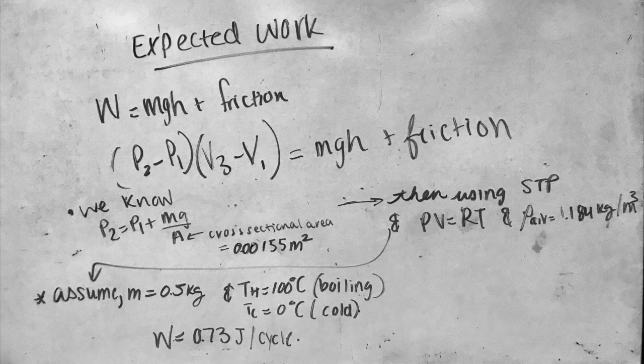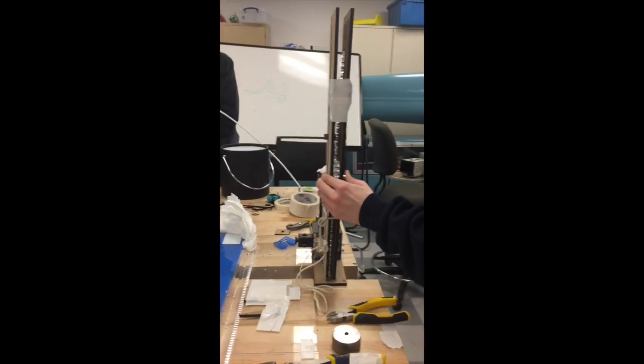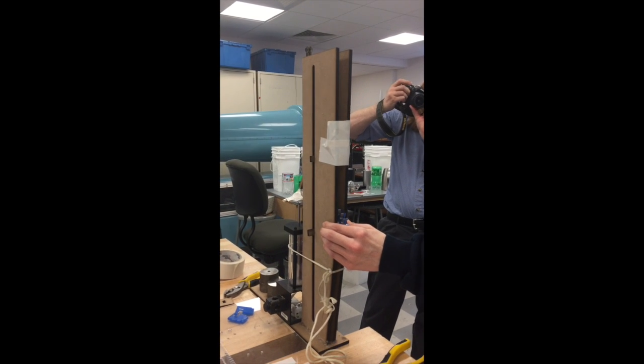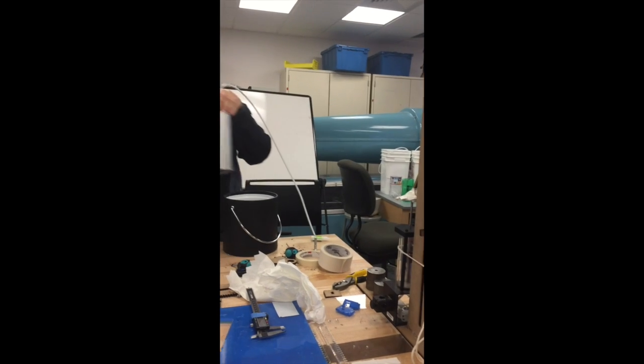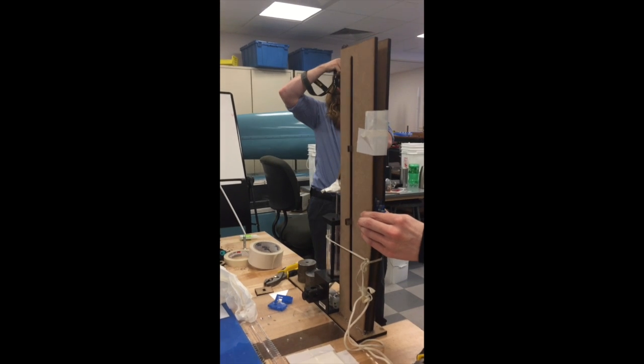The density of air being 1.184 kilograms per meter cubed, and the hot temperature to be 100 degrees Celsius and the cold temperature to be 0 degrees Celsius. We were able to use the ideal gas law to find the necessary pressure difference and the change in volume to calculate the work per cycle to be 0.73 joules per cycle. Our heat engine was able to have a total of 0.28 joules, which is much less than the expected performance. This is partly due to the fact that we made an idealization to not include the effect of friction or air resistance in our calculations.